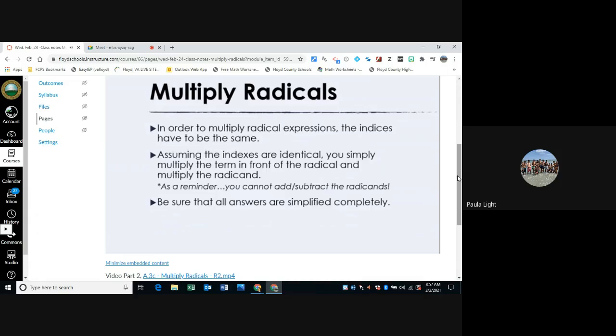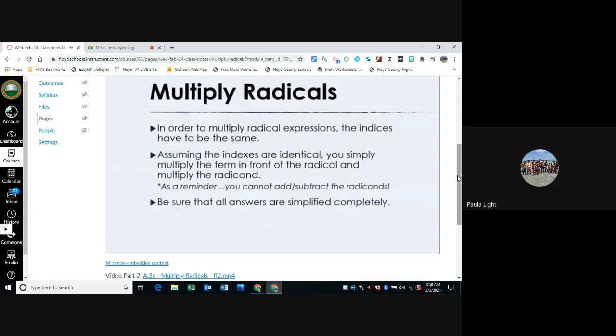So basically, we're going to be given some radicals, either squares or cubes. You're going to multiply the numbers that are in front of the radical signs, and then you'll multiply the numbers that are under the radical signs. This is all assuming that the indices are identical. So you couldn't do this with a square root of something and a cube root of something. They'd have to both be square roots to multiply. And that's when you start with your prime factorization and continue from there.